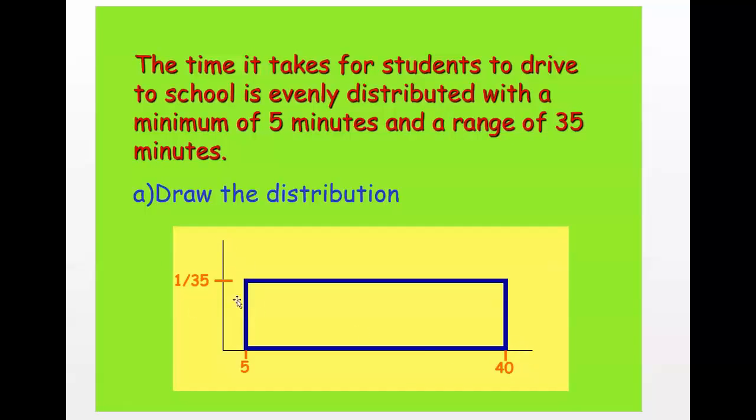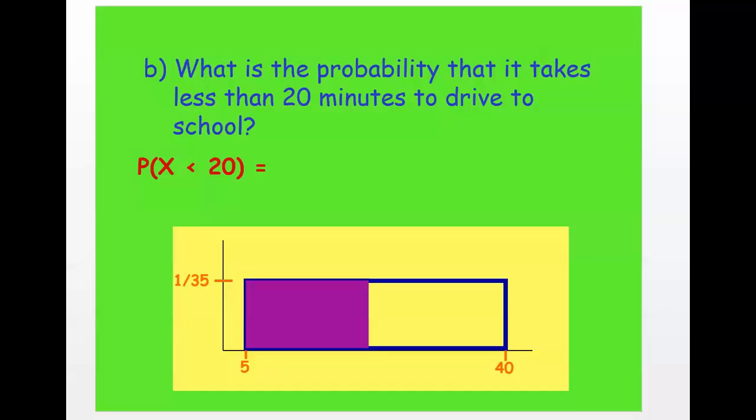And the height of our rectangle is 1 divided by the range. So our distribution looks like this. And then I can use our rectangle here to calculate the area underneath the curve. So what's the probability that it would take a student less than 20 minutes to drive to school? Well, 20 minutes is the top part of the rectangle. So 20 minus 5 would be 15. So 15 times 1 over 35 gives us a probability of 0.4286. So about 42% of the time, it would take less than 20 minutes to get there.